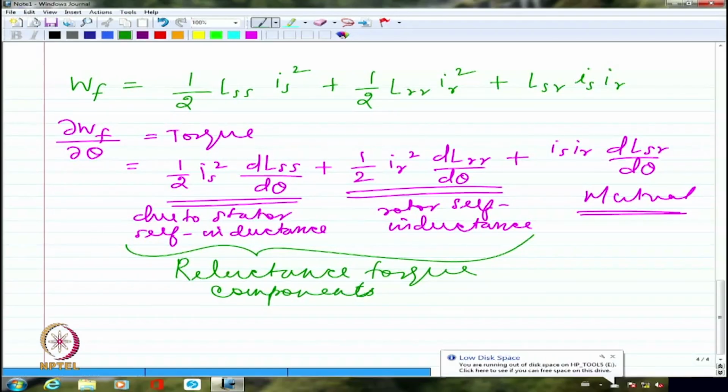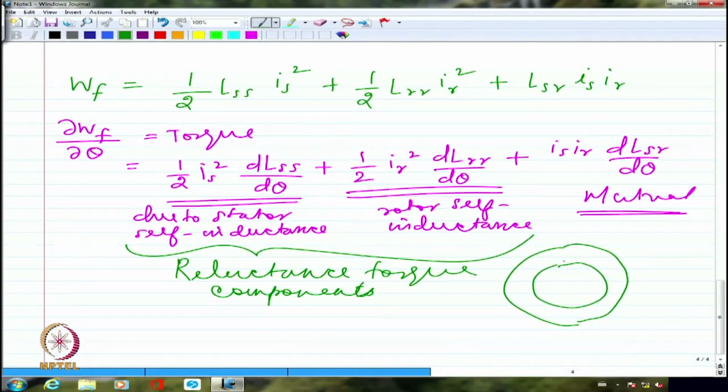But I may have machines where my stator is also cylindrical, my rotor is another concentric cylinder. Two cylinders inserted inside one another. Both will have a pretty smooth structure if I just look at them superficially. So I may have definitely some slots and so on where the windings are inserted, but by and large, the air gap is completely uniform throughout the circumference. In which case, there is not going to be much variation in the self-inductance at all.